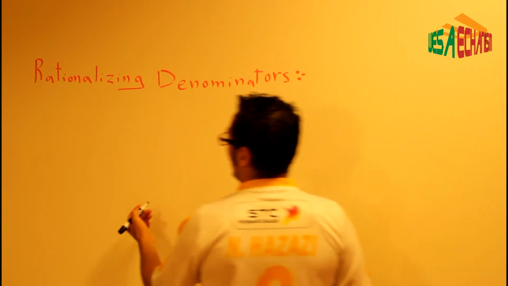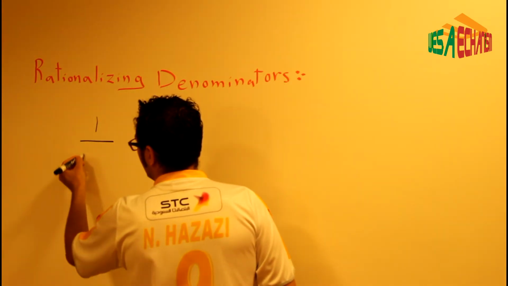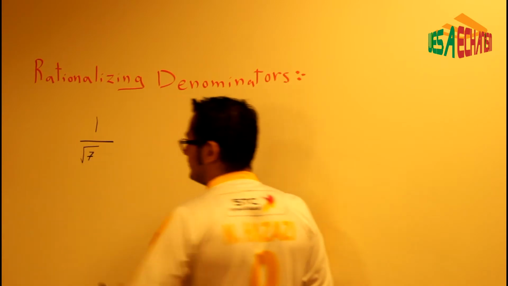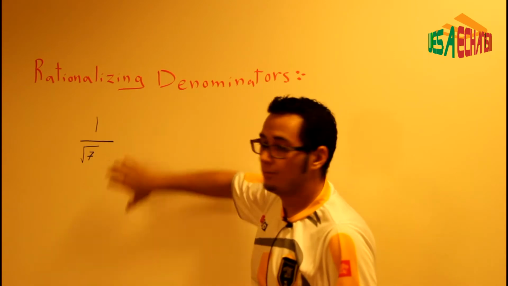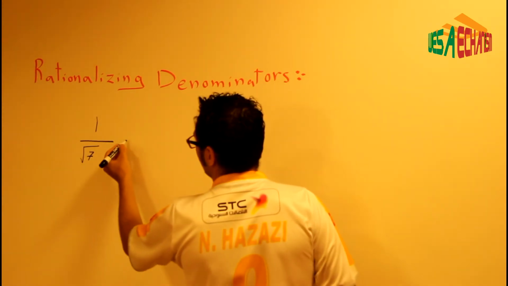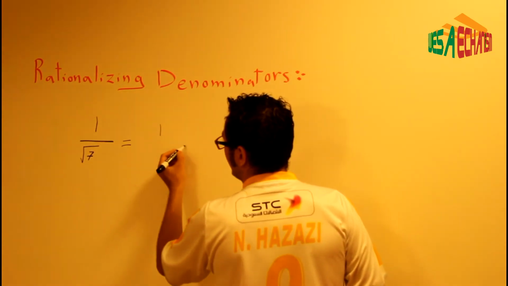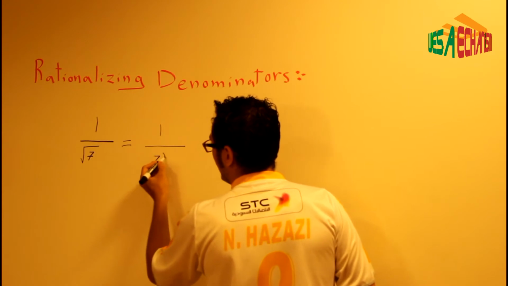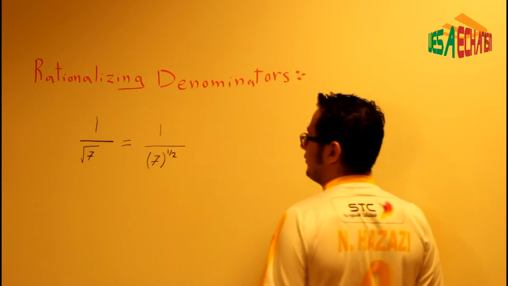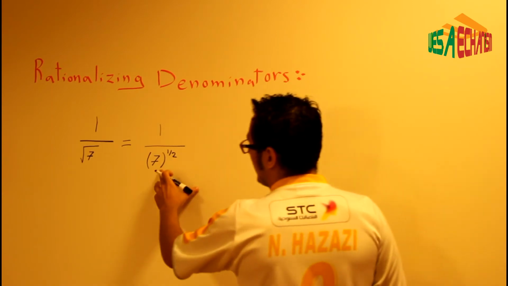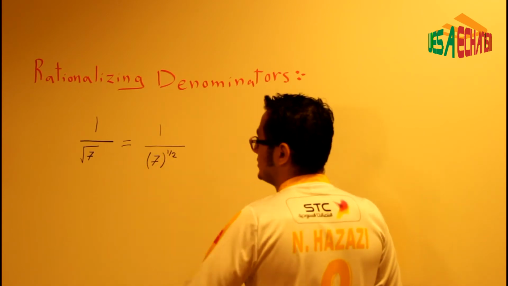Let's just have one example. Let's say that we have 1 over square root of 7. So we want to rationalize this number. What we are going to do is say that this number is equal to 1 over 7 to the power half, because we know the square root is equal to the power half. We want to make sure that the denominator has a power of 1. Right now it has a power of half.